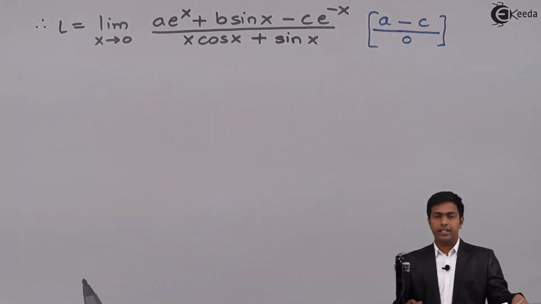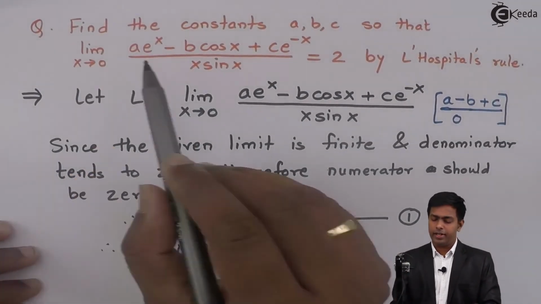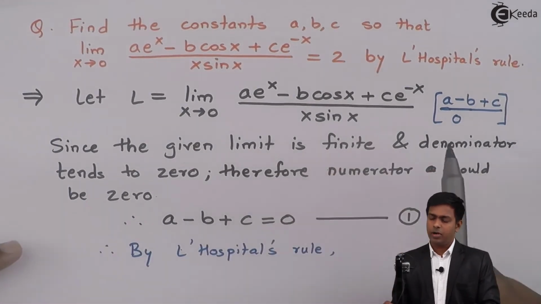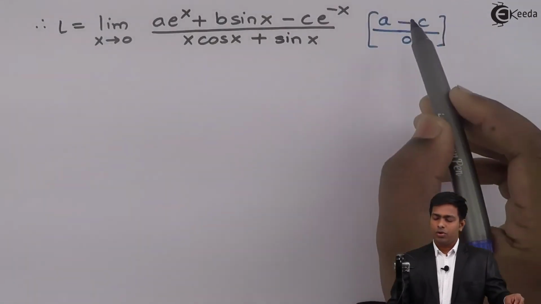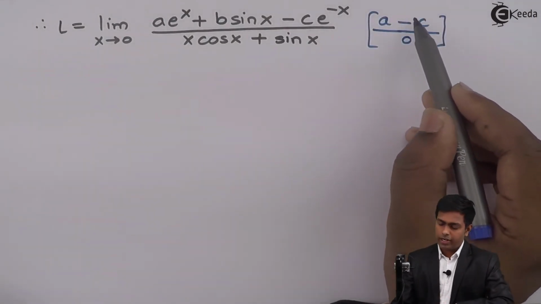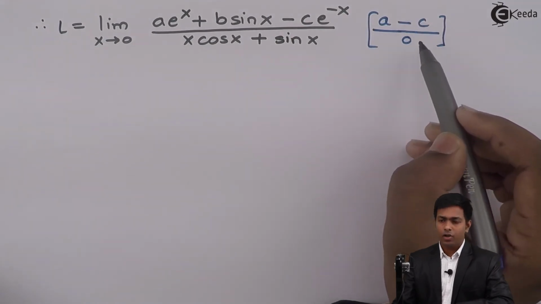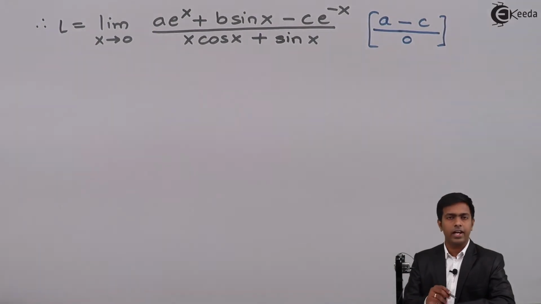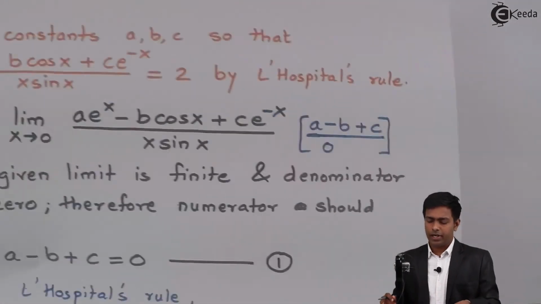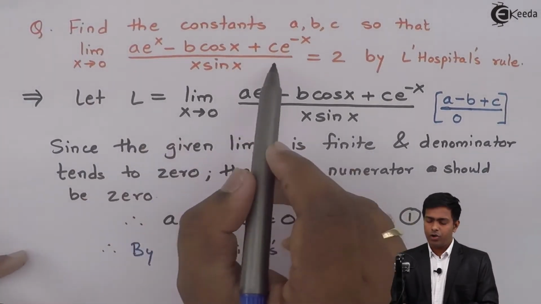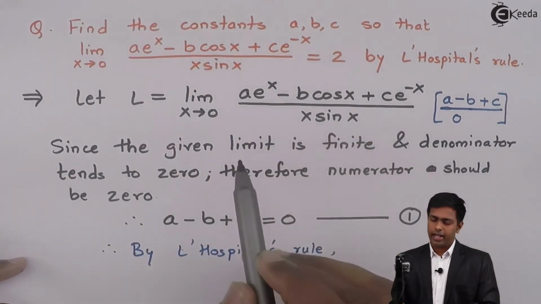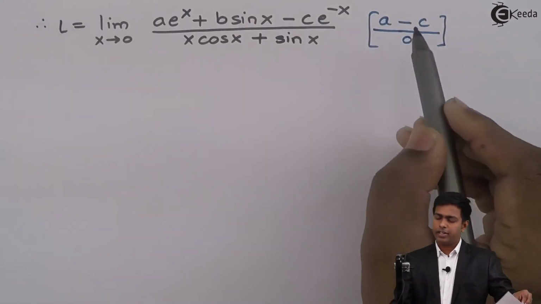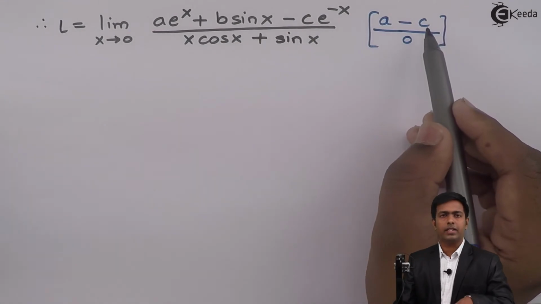And as it is said in the problem that the given limit is finite, so if the given limit is finite, then we must get 0 upon 0, because when it becomes 0 upon 0, then we can apply L'Hopital's rule to make it finite, and the finite value must be 2, because it is given in the problem that the value of this limit is 2. So it can have only one finite value, that is 2, and we will get it by making this numerator 0 and then by applying L'Hopital's rule.